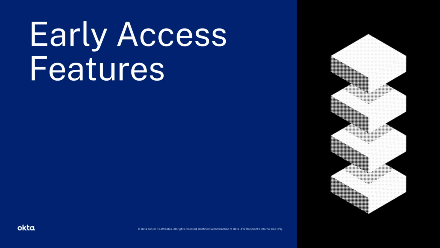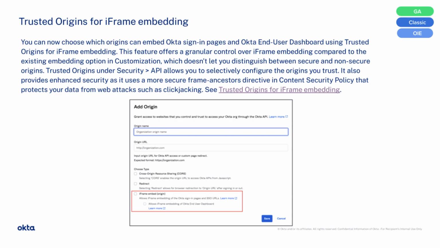Early access features. Trusted origins for iFrame embedding. You can select which origins to embed Okta sign-in pages and the Okta End-User Dashboard. It offers granular control over iFrame embedding compared to the existing embedding option that doesn't let you distinguish between secure and non-secure origins. This feature enhances security by allowing you to selectively configure the origins you trust. The Secure Frame Ancestors directive in the Content Security Policy protects your data from web attacks such as clickjacking. For more details, see Trusted Origins for iFrame embedding.